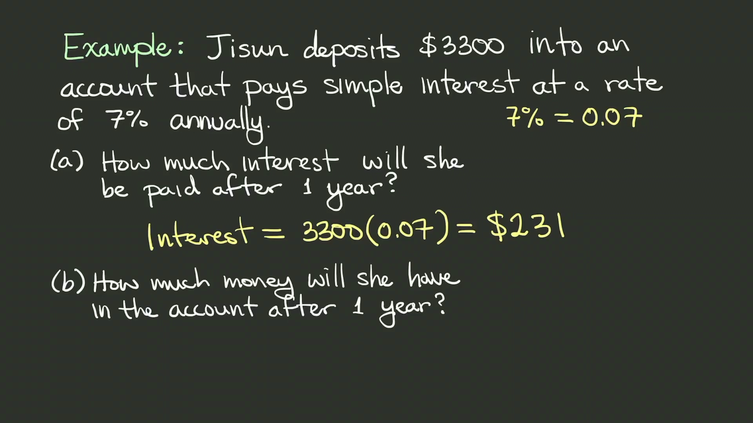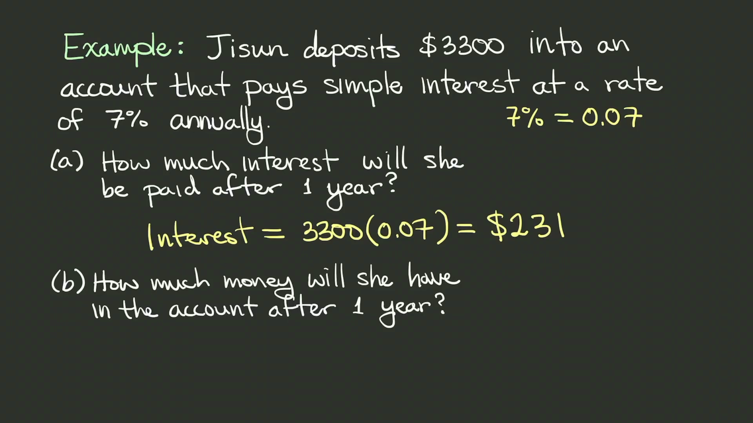Notice this is a little bit different than using the multiplier. We'll use the multiplier when we want to find the new total. Here we were only asked to find the increase, the interest. That's why we used 0.07 instead of 1.07.